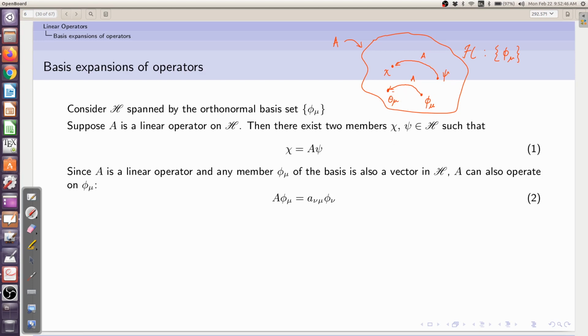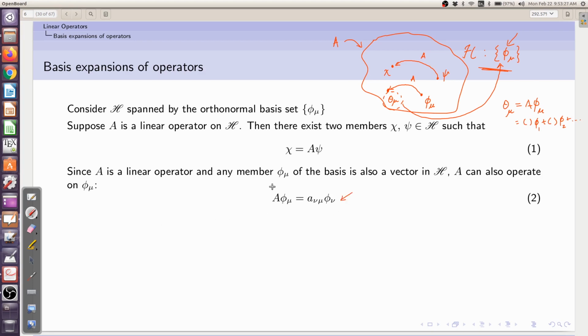Now theta mu is a vector, right? We know that any vector in the Hilbert space can be expanded using the basis vectors. So this theta mu can also be expanded using this set of basis vectors. I'm not writing it explicitly as theta mu; theta mu is nothing but A operating on phi mu. So this can be written as a linear expansion: something times phi 1 plus something else times phi 2, and so on.